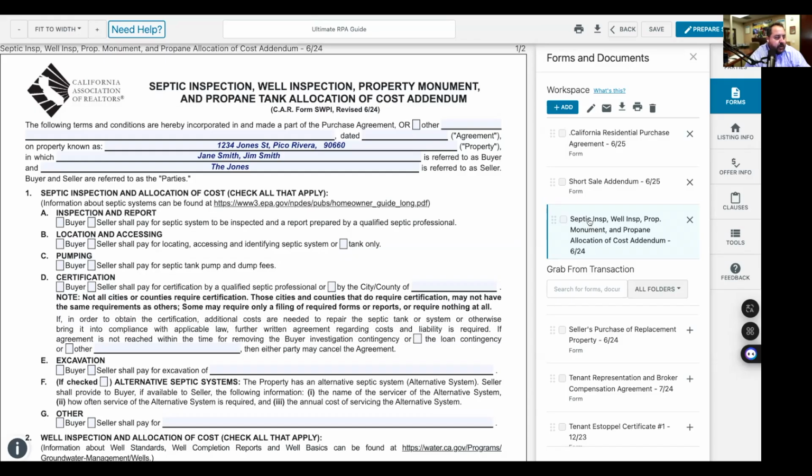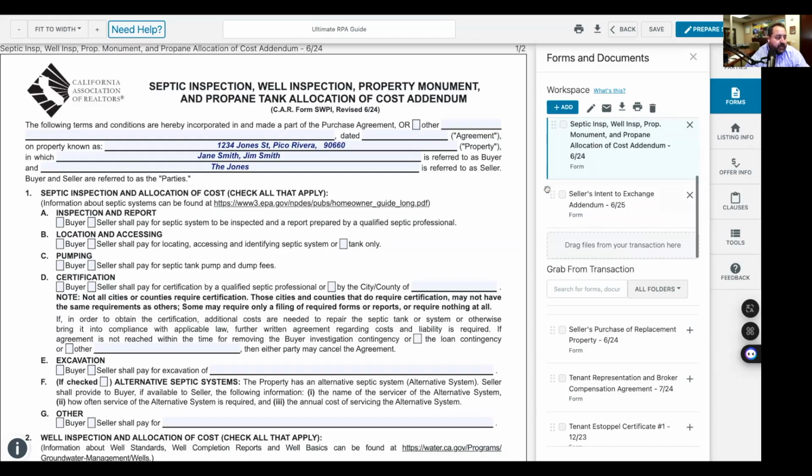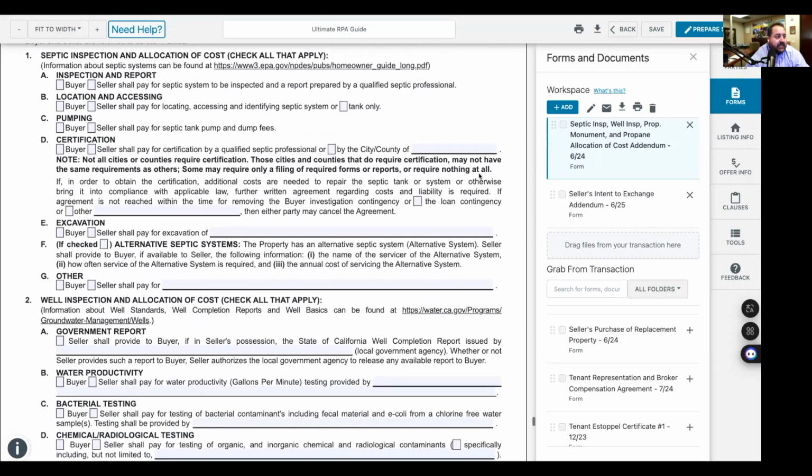Excavation, buyer, seller shall pay for the excavation. That's if you're going to remove it. If checked, alternate septic systems, the property has an alternative septic system. Seller shall provide the buyer, if available to seller, the following information: the name of the servicer, how often service is required, and the annual cost of the servicing. Anything else that you're going to ask for.